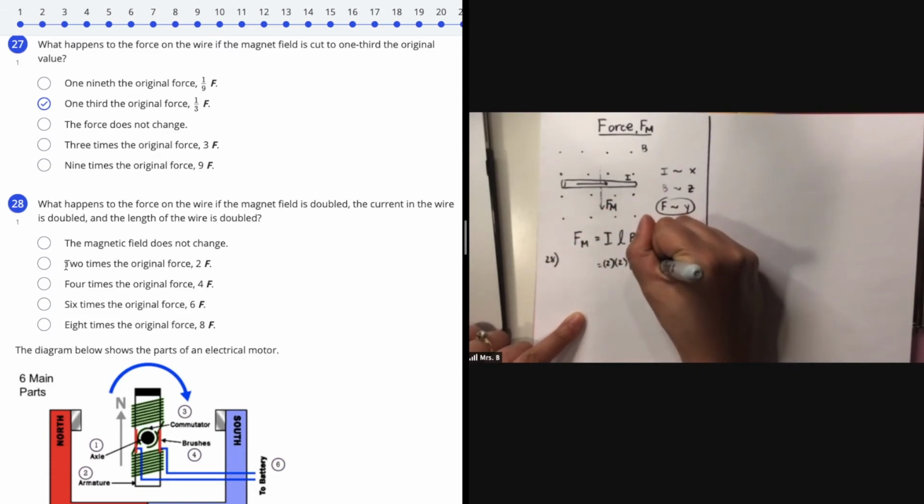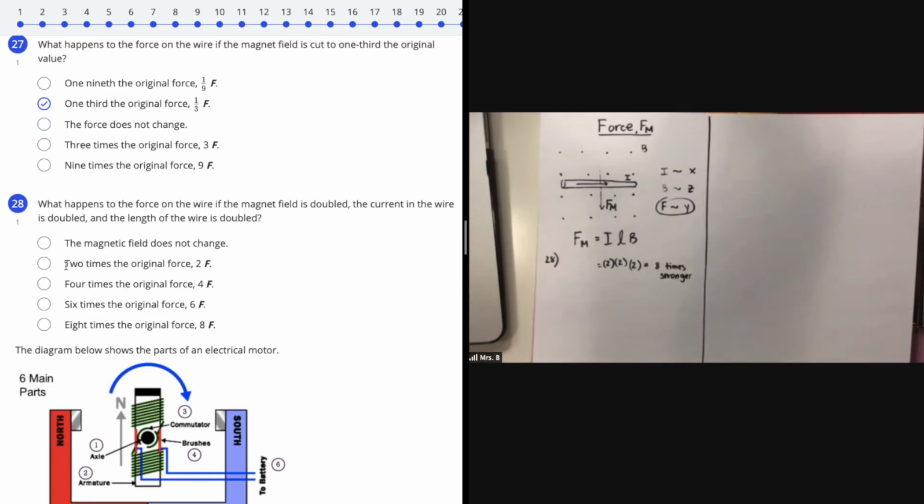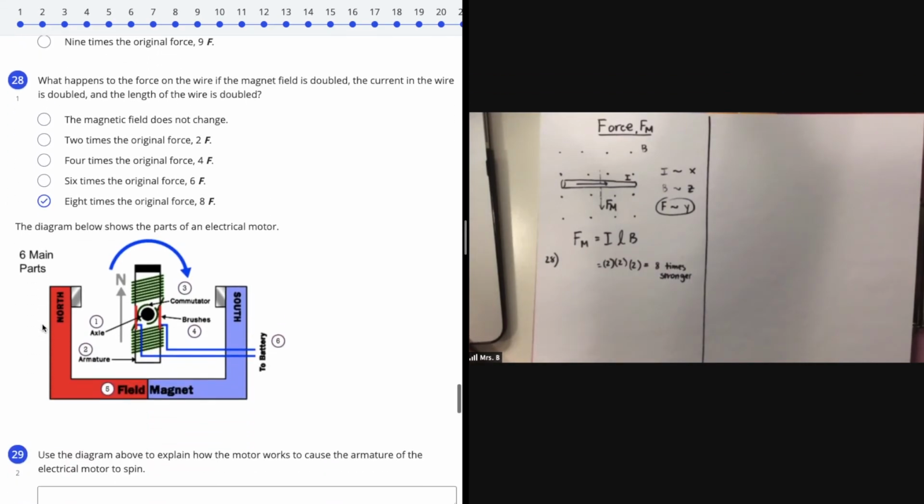This means my force is 8 times stronger than it was originally. Remember, proportions don't give you an exact number of newtons. It gives you a comparison. This tells me it's 8 times stronger than the original force. That doesn't necessarily mean it's 8 newtons, but it means it's 8 times stronger than whatever it was before.